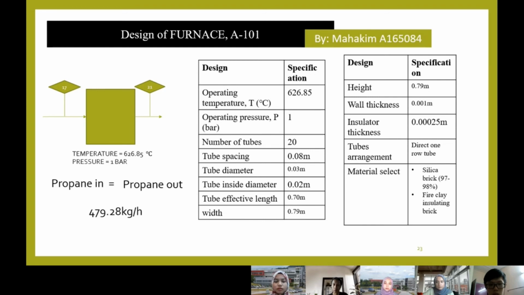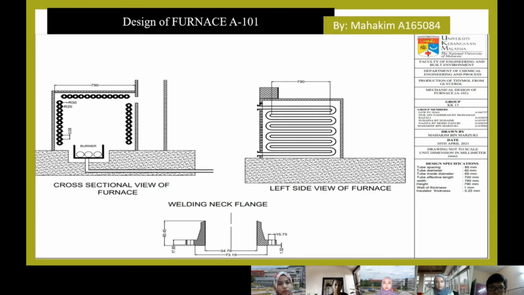The insulation thickness is 0.00025 meter, and the tube arrangement of the furnace is direct, one row of tubes. The material selected is silica brick, and the insulator is fire clay insulating brick. Next, this is the mechanical design of the furnace, with the cross-sectional view of the furnace and also the left side view of the furnace. For the welding neck flange, I chose a flange of class 150 with a nominal size of 1.5 inch.